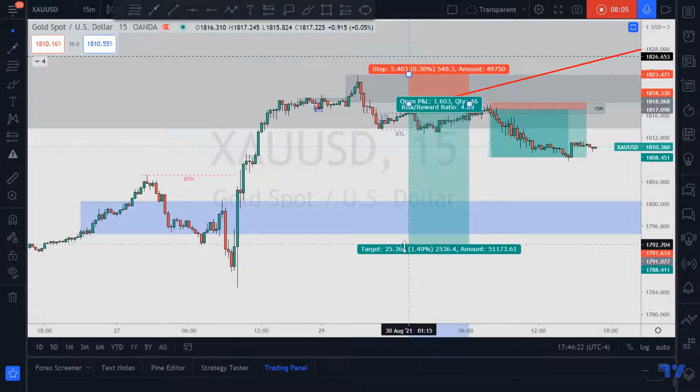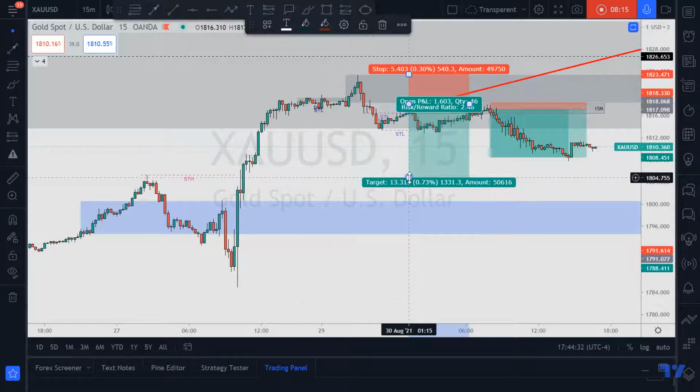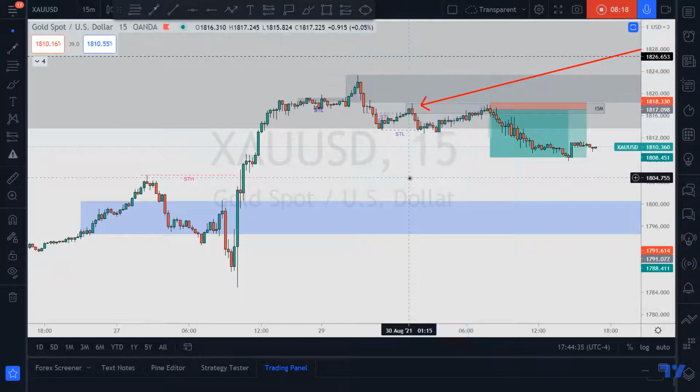You can set your TP all the way down here for these lows, but make sure you're looking at the points where you think price has the potential to reverse. That's how you set your TPs. You got it? All right. That's that trade.